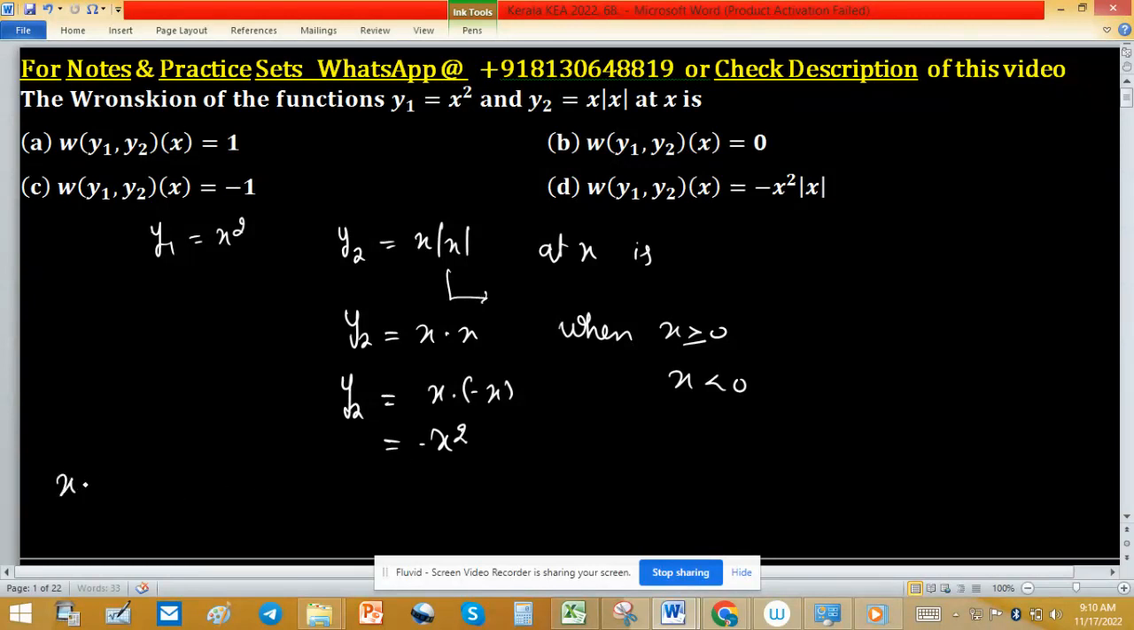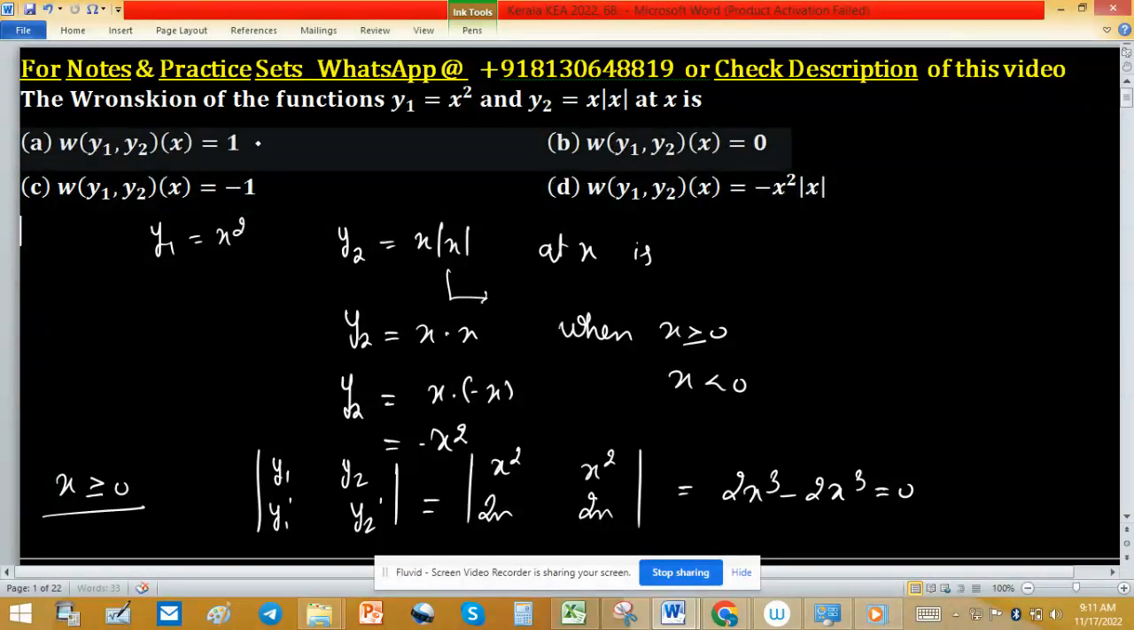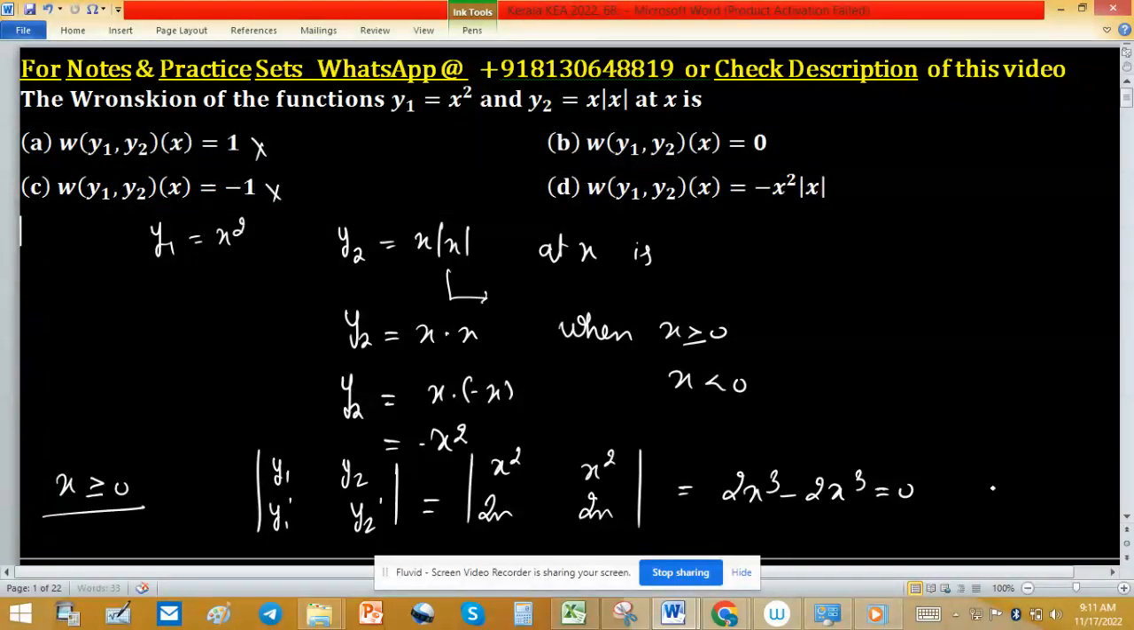So when x is positive, when x is greater than or equal to 0, in this case the Wronskian can be written as y1, y2 and their respective derivatives. So put these four quantities in a determinant and you have x square, 2x, 2x. You can observe this value is equal to 0, 2x cube minus 2x cube equals 0. Now which option is giving you value 0? So option B might be true and options A and C have been discarded at this position.